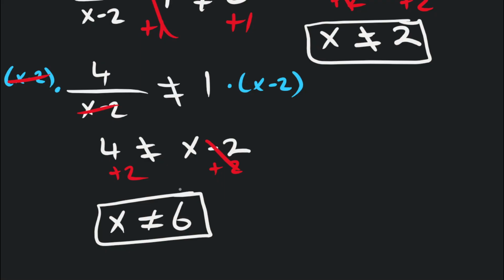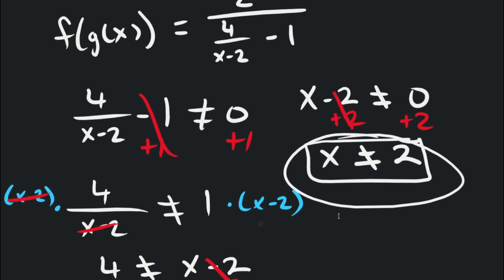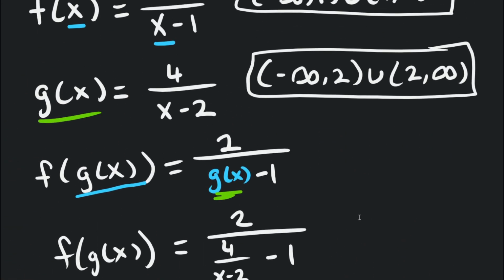Good. So x can't equal 6, and x can't equal 2. We have x can't equal 6, and x can't equal 2. So that means our original composite function up here, f of g of x, the domain for this one is every number except 6 and 2.